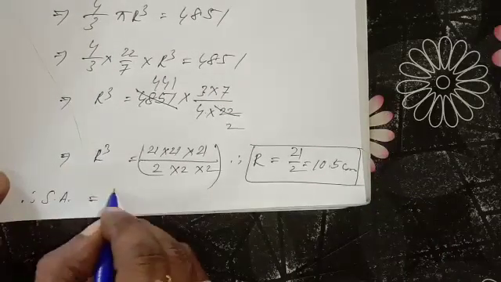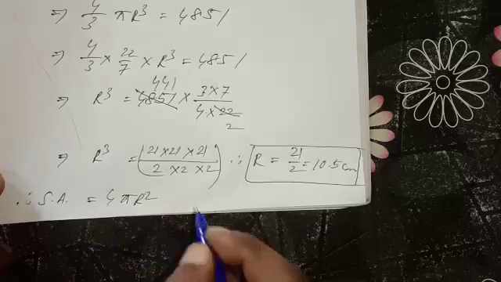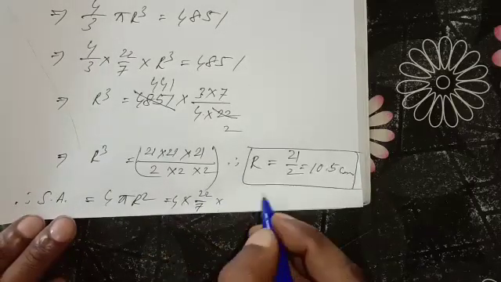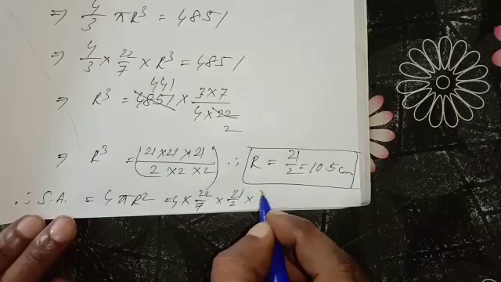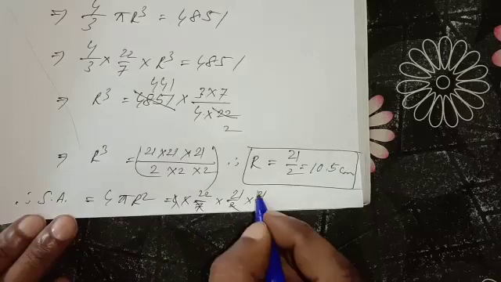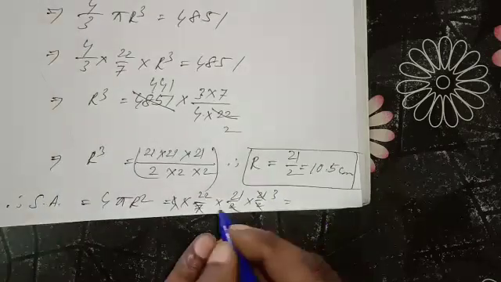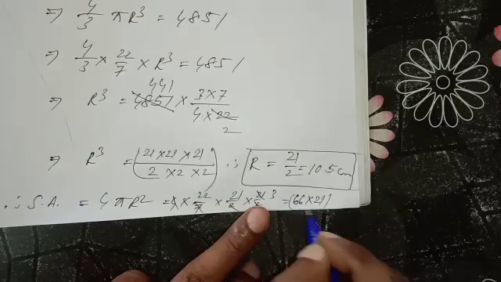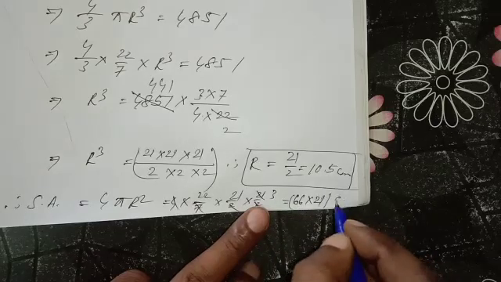Okay. After finding the radius of the sphere, you can easily find the surface area. The surface area formula is 4 pi r square. Now 4 pi means 22 by 7. The radius you got is 21 by 2. You have to write it 2 times. Just simplify. 22 and 4 cancel. 7 3 21 means 66 into 21. How much will you get? You have to multiply. That is the result.